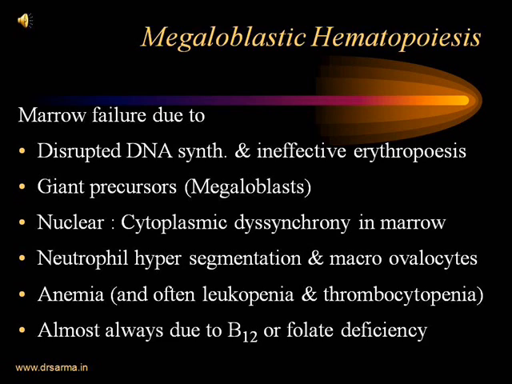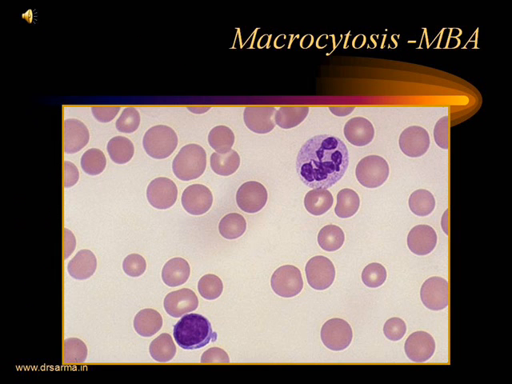These are called macro-ovalocytes. Anemia is often associated with leukopenia and thrombocytopenia also, because these two nutrients, B12 and folic acid, are also required for the maturation of the leukocyte series and the platelet series. So it is somewhat like a pancytopenia that you see. There will be anemia, leukopenia, and thrombocytopenia. Almost always megaloblastic macrocytic anemia is due to folate deficiency or vitamin B12 deficiency.